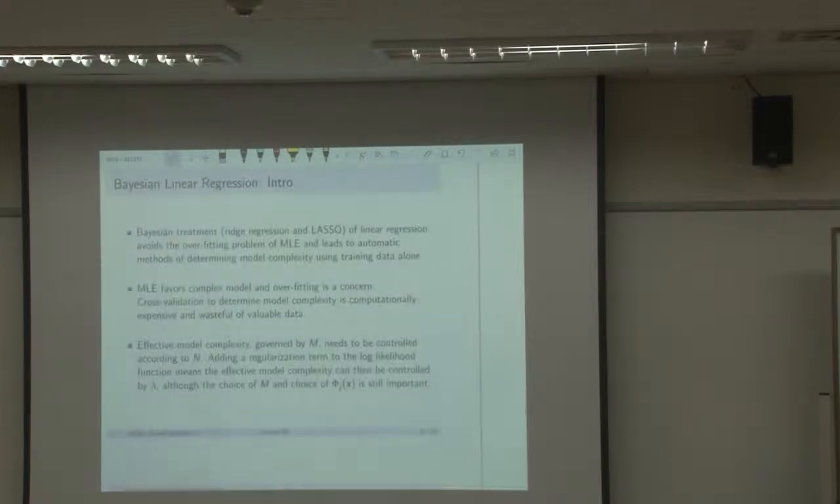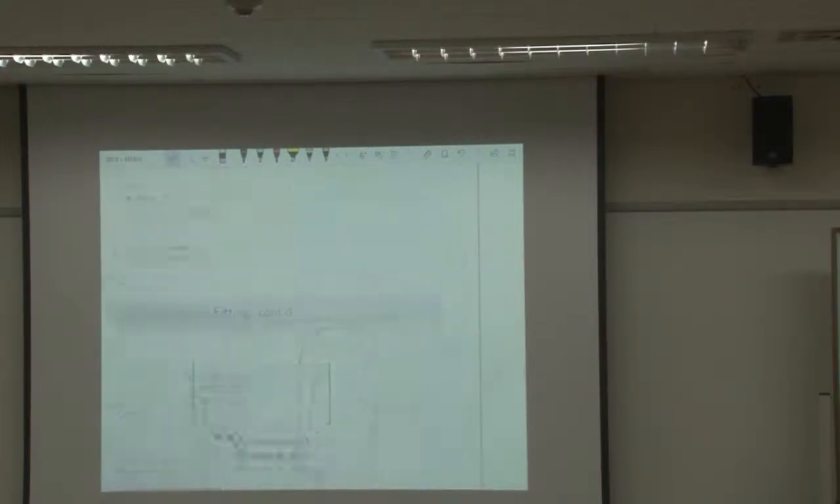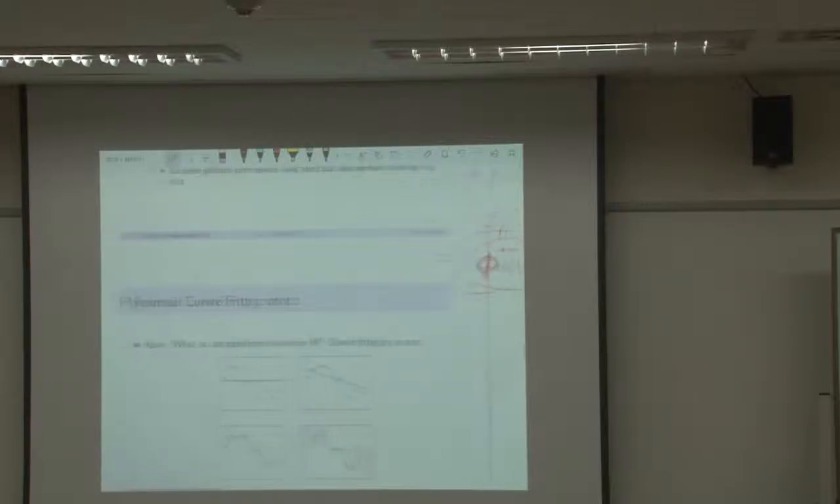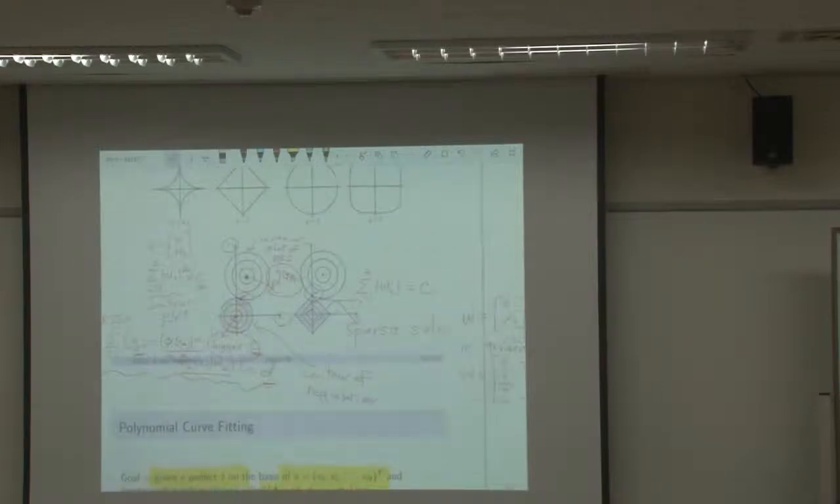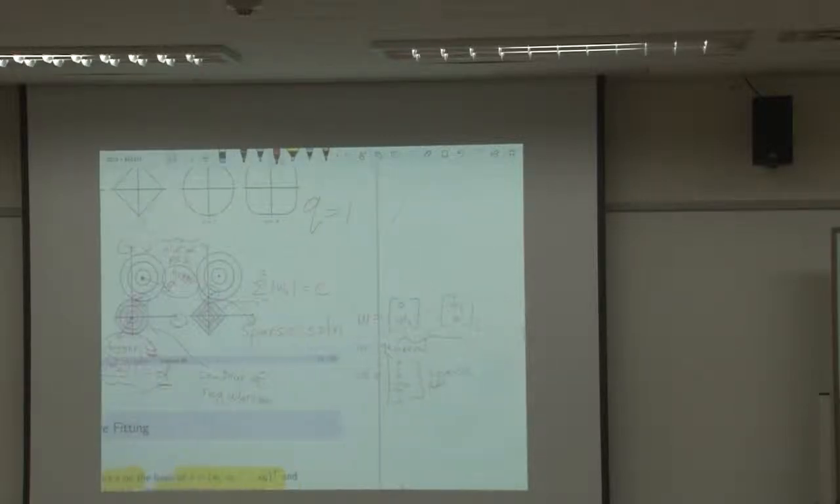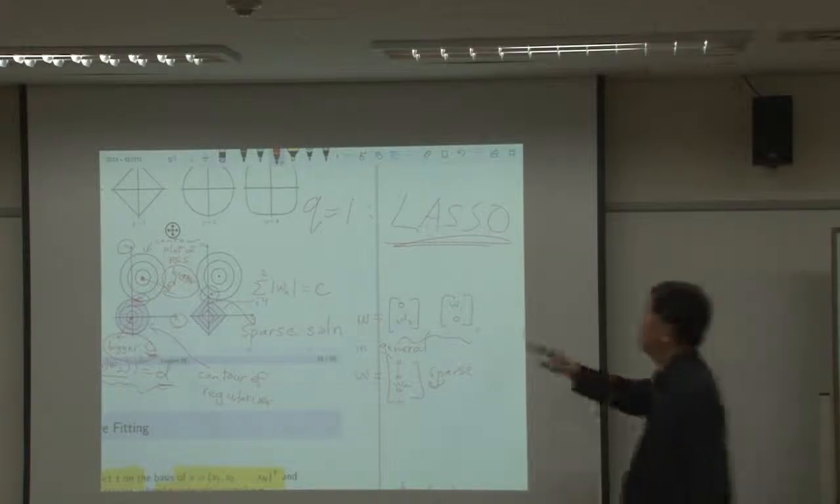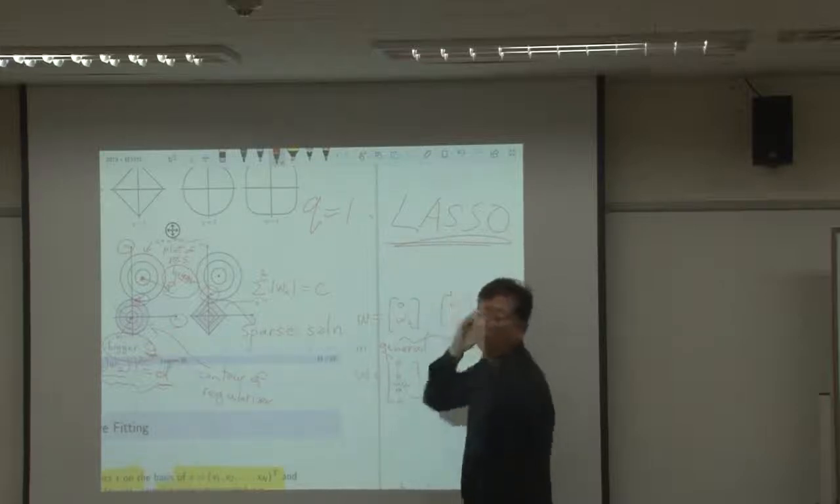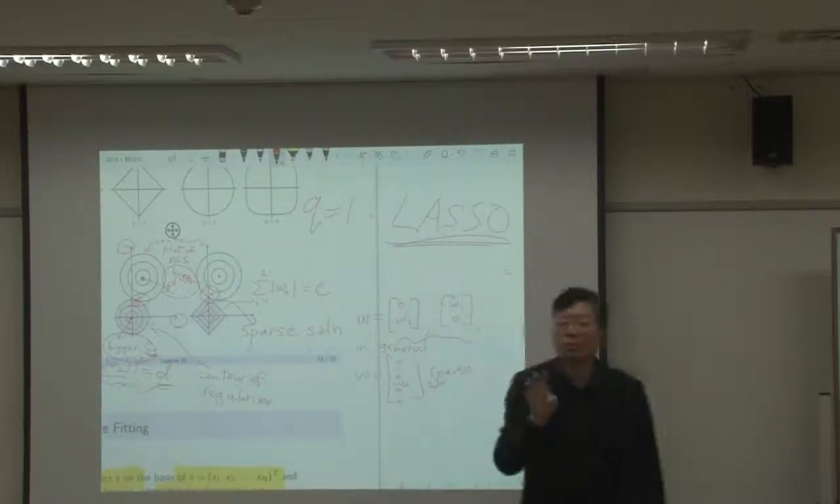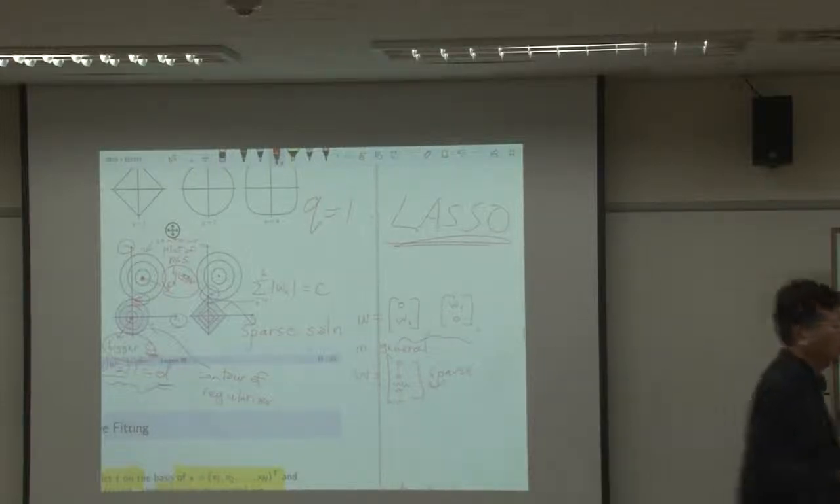Okay, by the way, when Q equals 1, it's got a name. It's called lasso. I don't remember what it's an acronym for, but lasso is a very easy name. Lasso and ridge regression are some of the things like this.